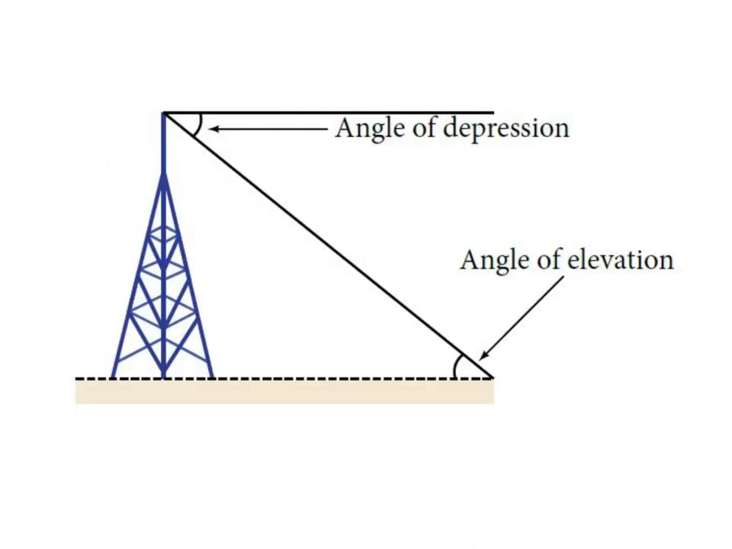Here is a simple graphic that illustrates these two concepts. Again, notice the angle of elevation, since it's being taken from the ground, is the angle between the horizontal, or the ground, and the line of sight to the top of the tower. The angle of depression would be the angle between the horizontal from the top of the tower down to the point on the ground.